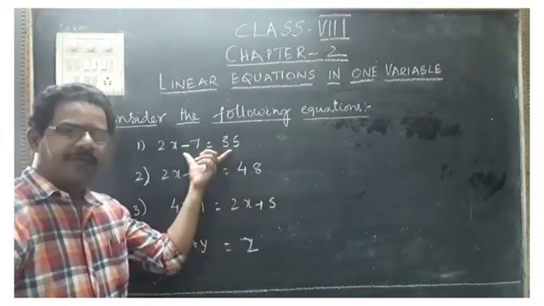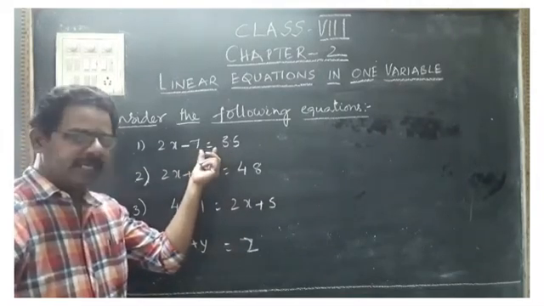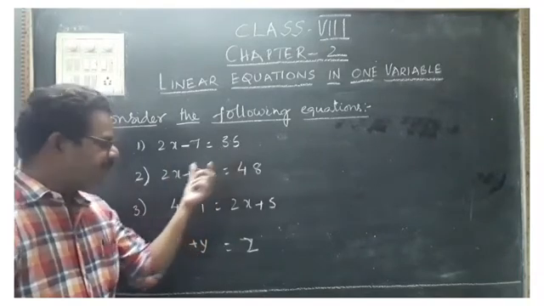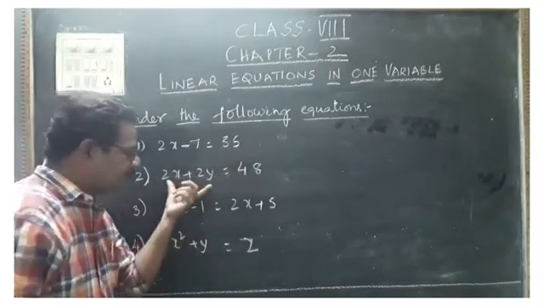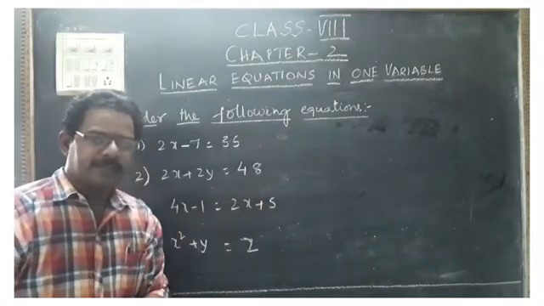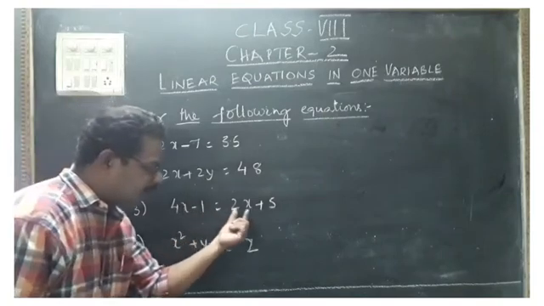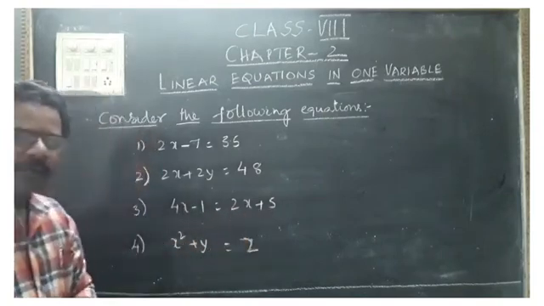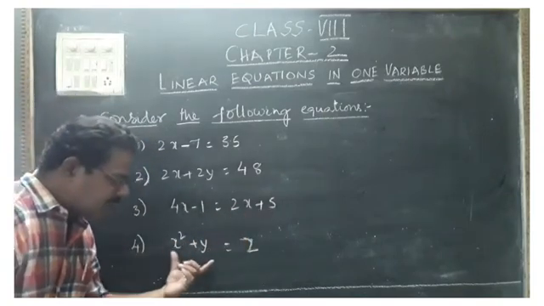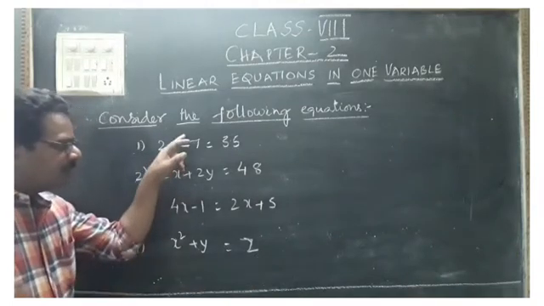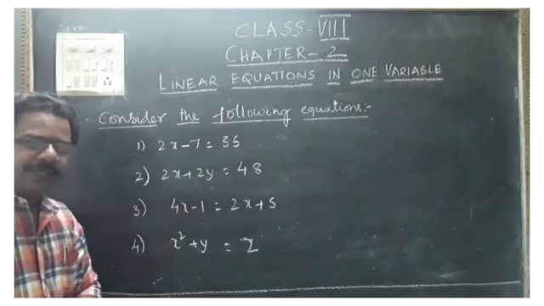It is an equation, we know. The equality symbol is there, something is on the left hand side and something is on the right hand side. Next, second one, 2x plus 2y is equal to 48. It is also an equation. 4x minus 1 is equal to 2x plus 5, the third one, is also an equation. x square plus y is equal to z is also an equation. You can say all these are equations.